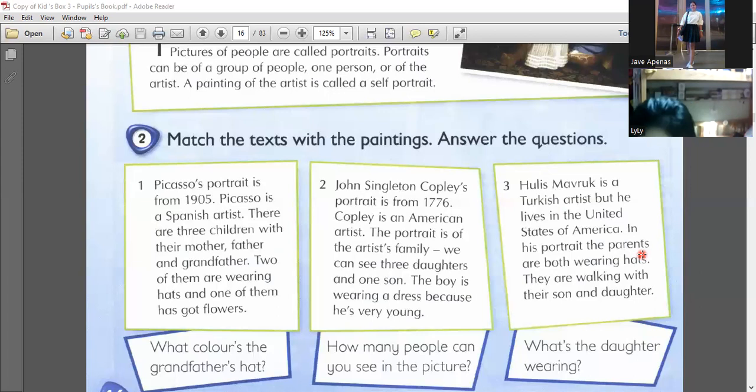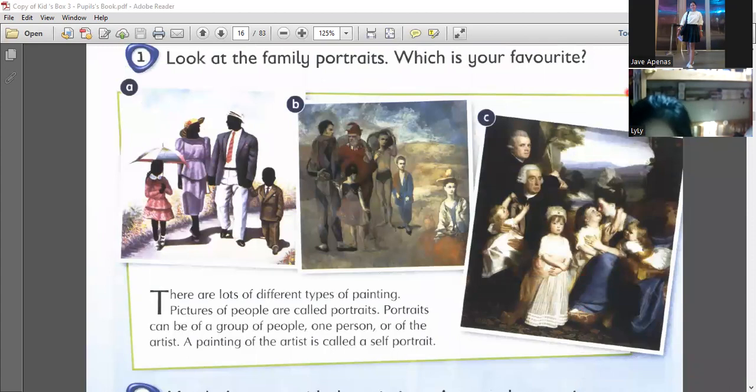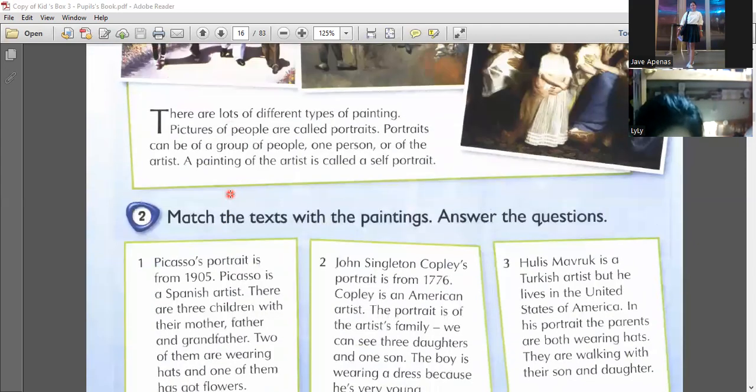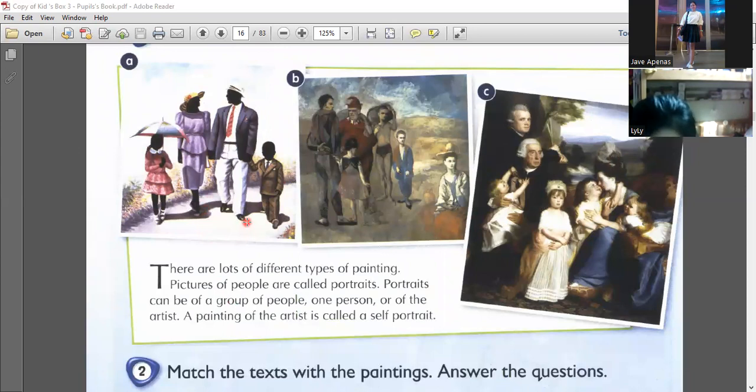Parents are what? Wearing hats. They are walking their son or daughter. Which picture is it? Picture A. Okay, letter A. Now, what's the daughter wearing? Look at the daughter. What's the daughter wearing in the picture?